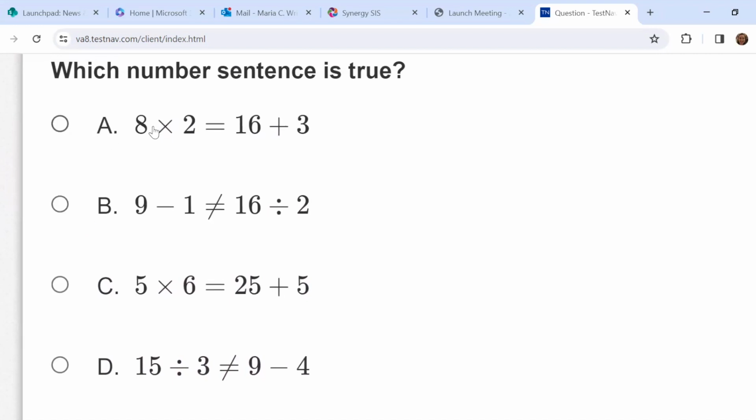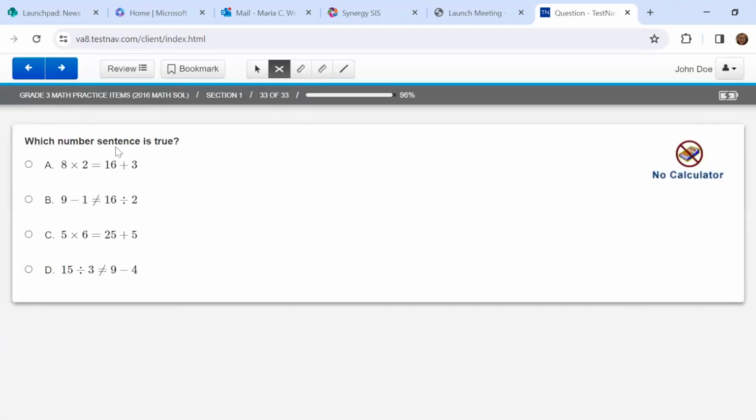All right, so 8 times 2 is 16, and 16 plus 3 is 19. 16 equals 19. Is that true? No. Let's look at the next one. 9 minus 1 is 8. 16 divided by 2 is 8. 8 does not equal 8. Is that true? No, right? If it were an equal sign, yes, it would be true, but it says not equal. Okay, so that's not true.